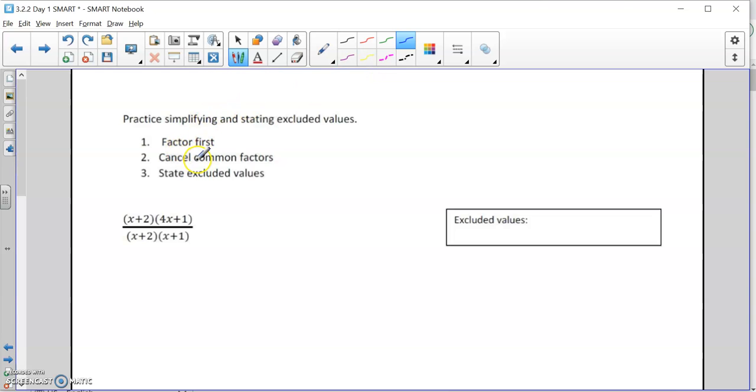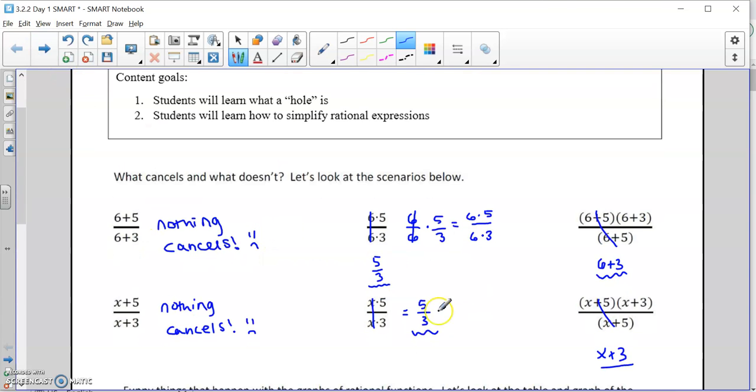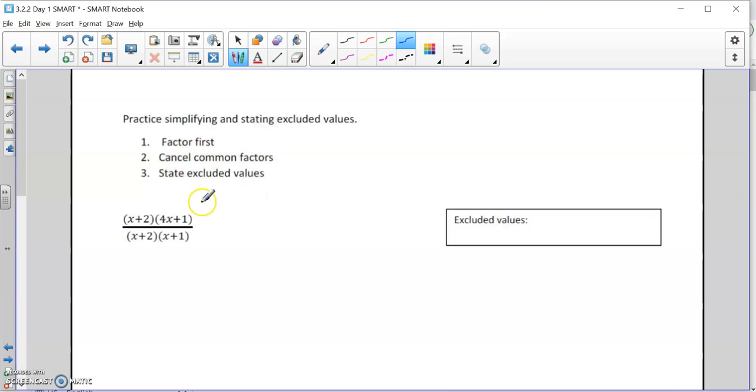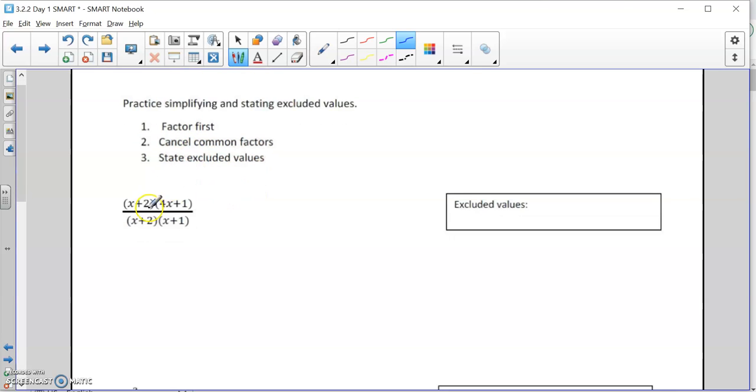Okay, the second thing you want to do is cancel whatever cancels, just like we did on the front here when we canceled stuff. That's your second step. And then the third step is to talk about the excluded values. So let's take a look here.